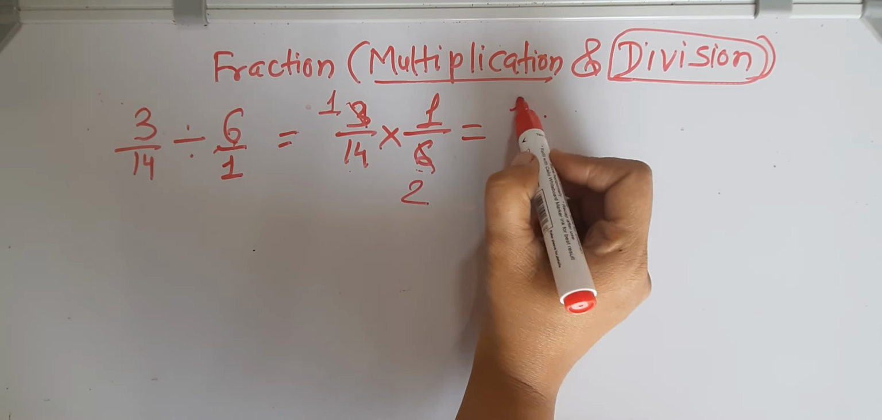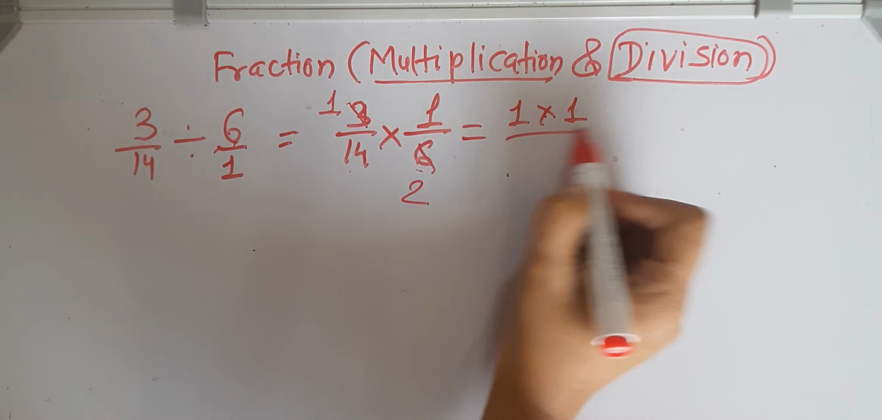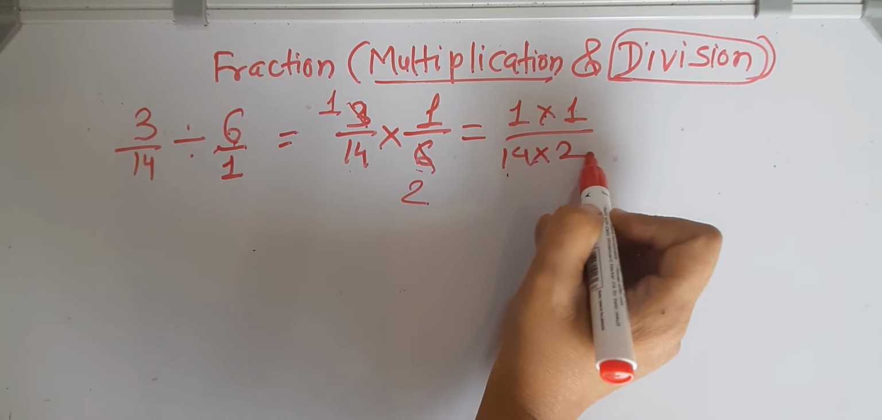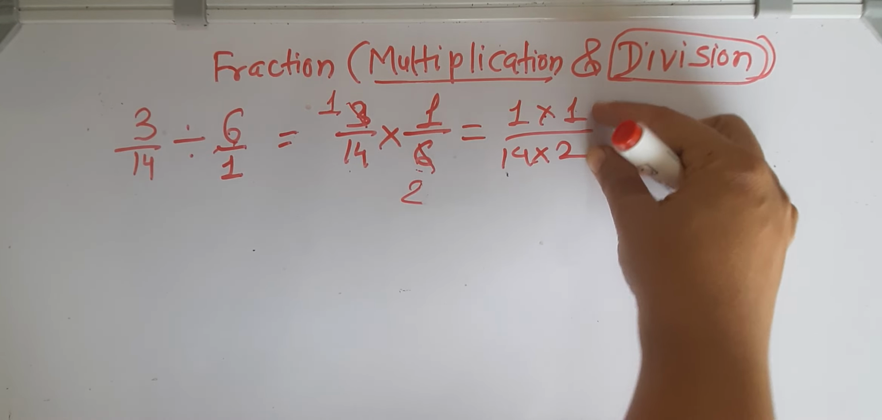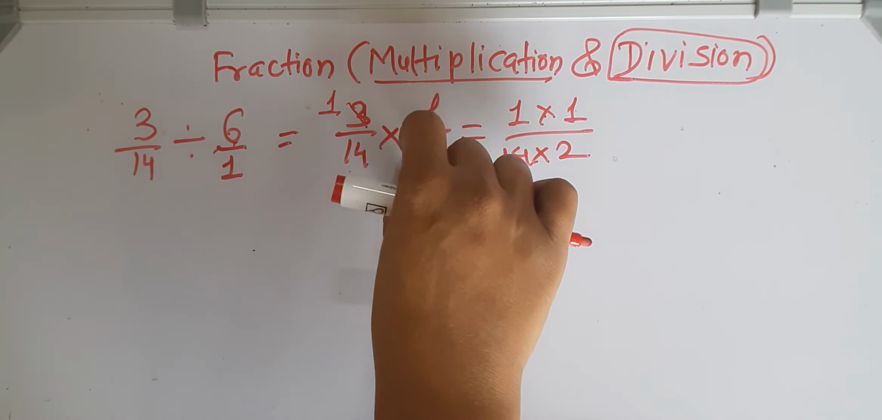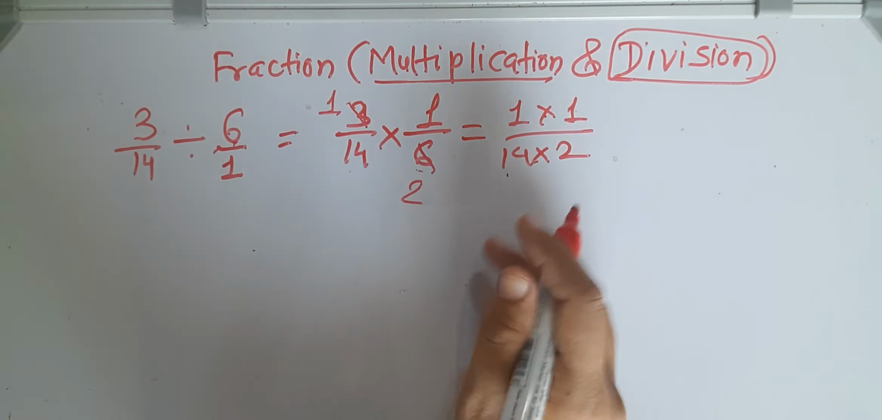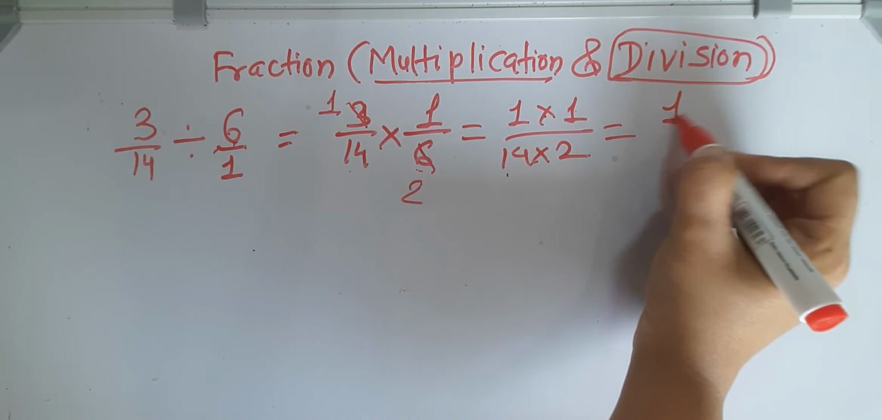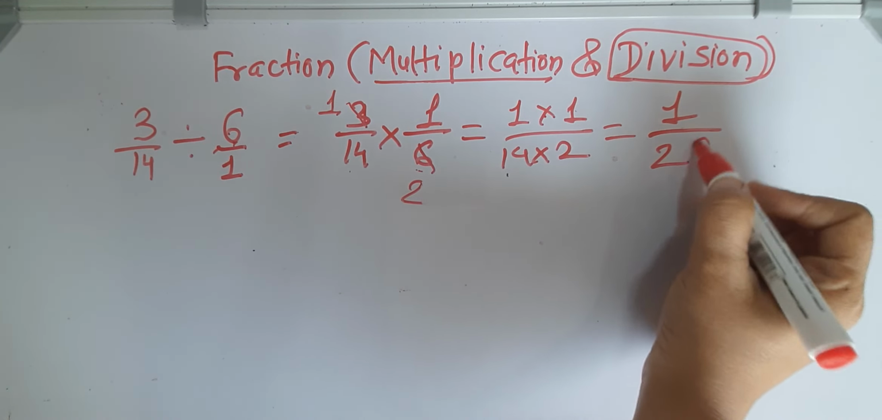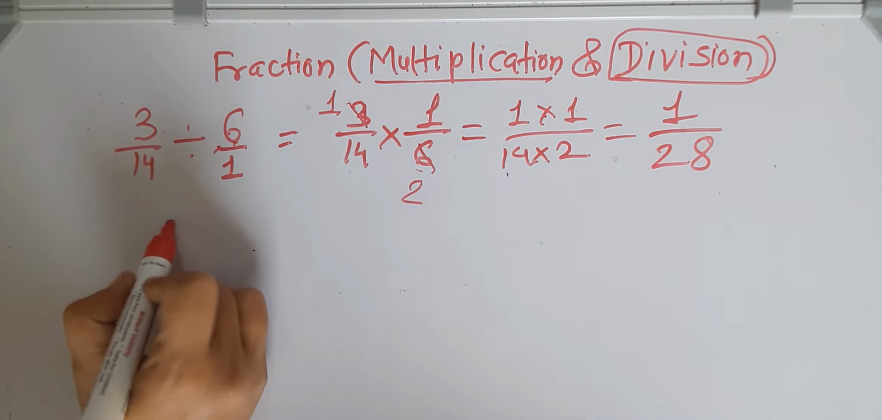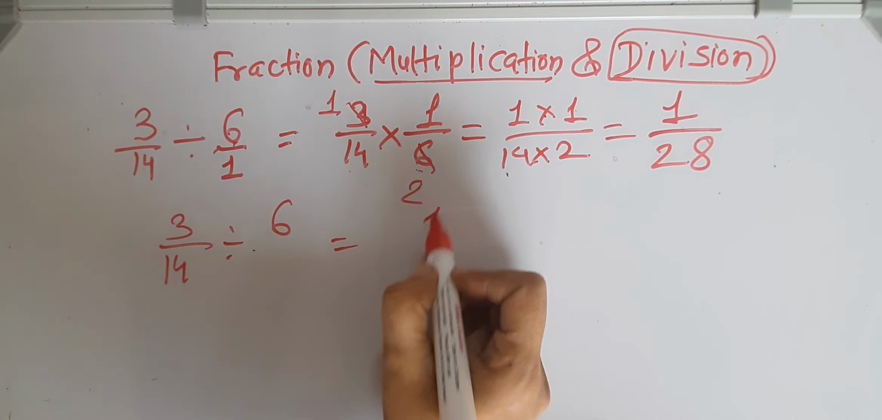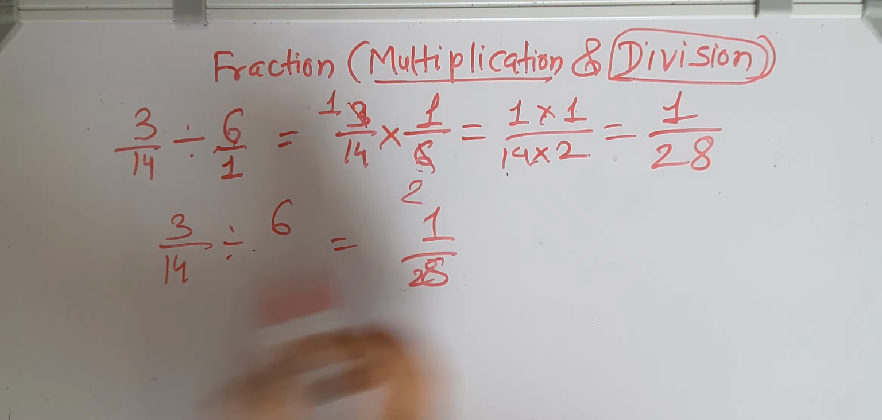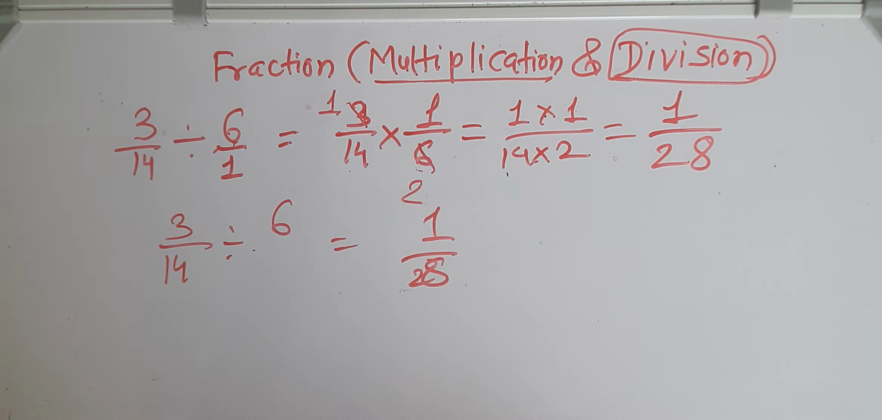What I can write is 1 into 1 divided by 14 into 2. These two are in multiplication, these are in division, so division values you can divide here itself, and that will give us 1 by 28. So 3 by 14 divided by 6 equals 1 by 28.